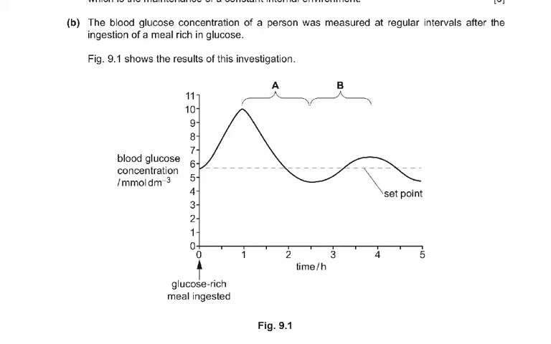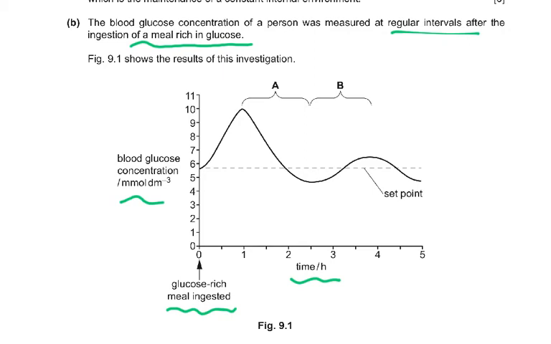The blood glucose concentration of a person was measured at regular intervals after the ingestion of a meal rich in glucose. Figure 9.1 shows the results of the investigation. Blood glucose concentration in millimole per dm cubed. So we start here at 0, and then you see it peaking at 1 hour and then going down, and then a slight increase at 4 hours, and it goes down.